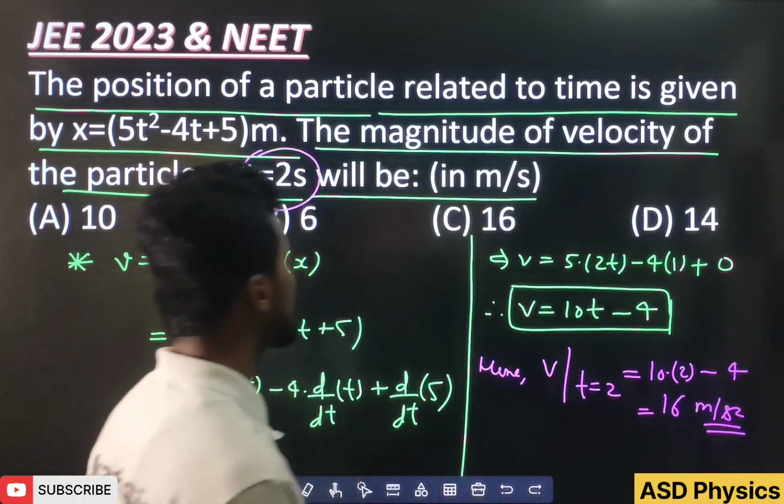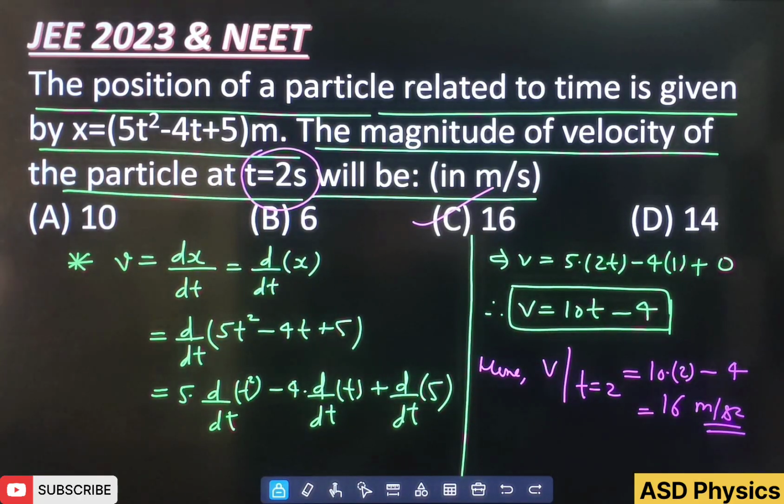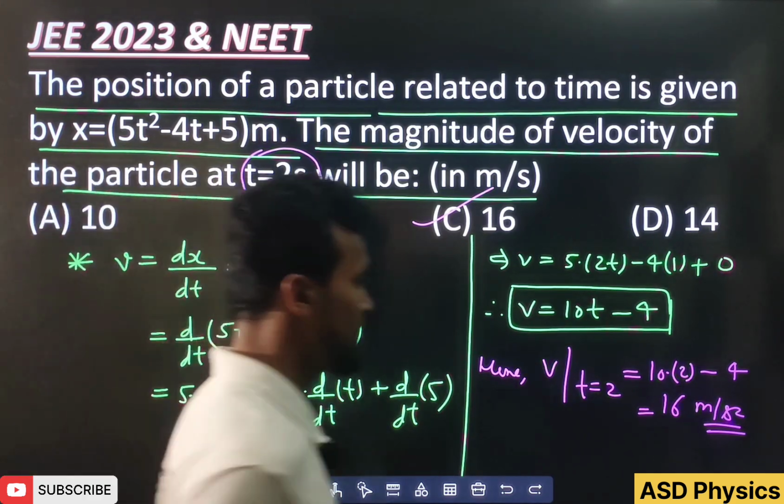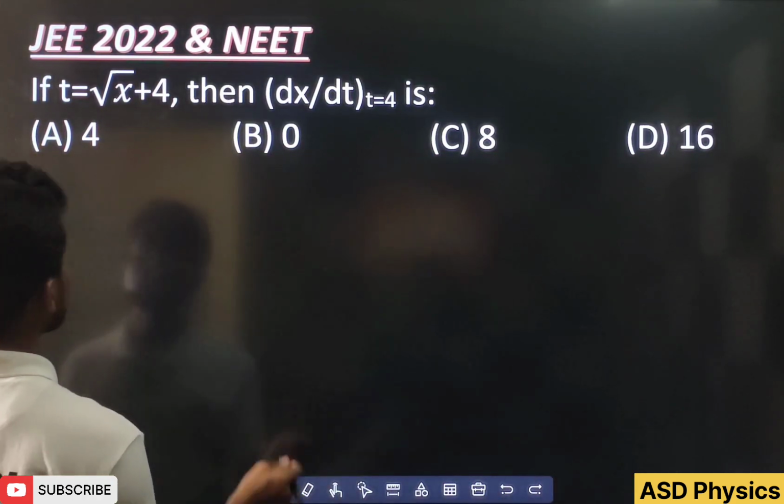Okay, so which option is correct here? You can see the correct option is option C. Only basics are needed, we can solve the questions very quickly. Great. Now students, the next question is this here, please.